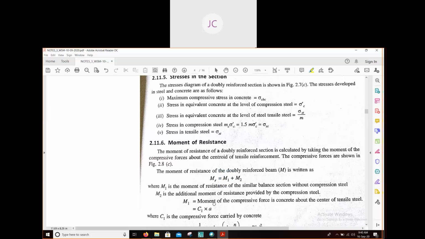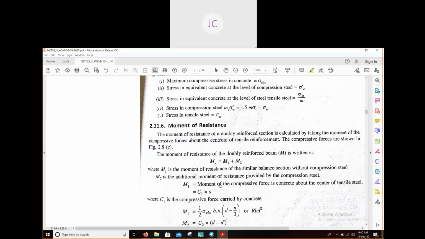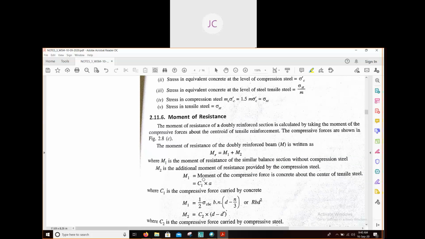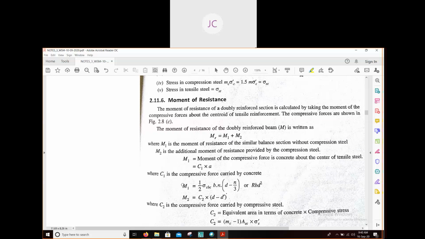So M1 we can find out with the same formula, M1 equal to C1 into A. C1 is your total compressive force, into A. A means your lever arm, which we have discussed in the first or second class. This was the formula we have used so many times in the single reinforced section. M1 equals half sigma CBC B into n into D minus n by 3, or you can say it is R B D square.